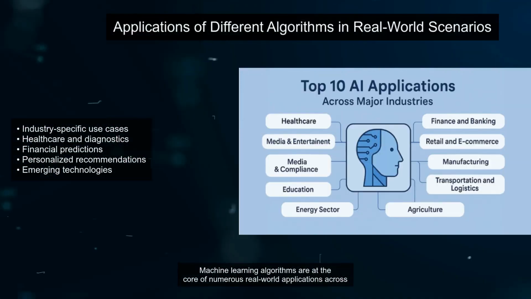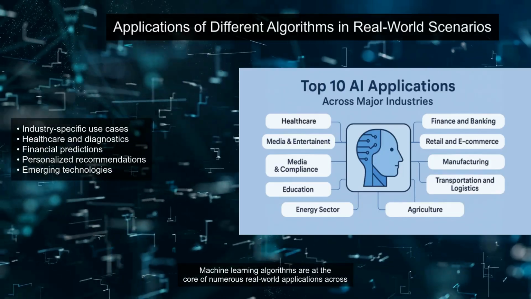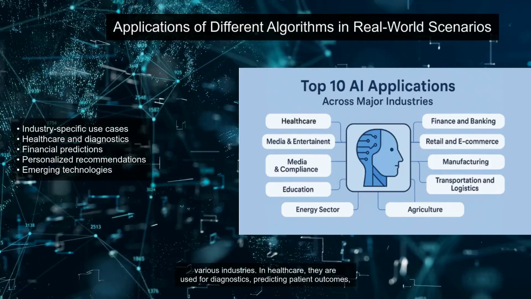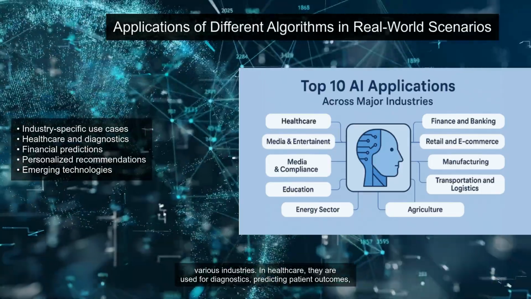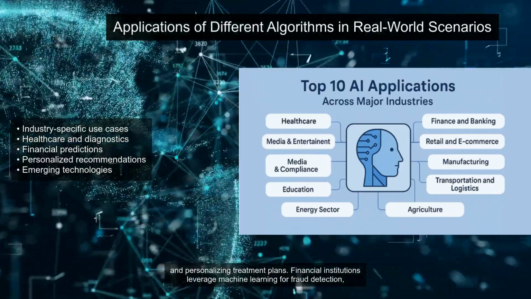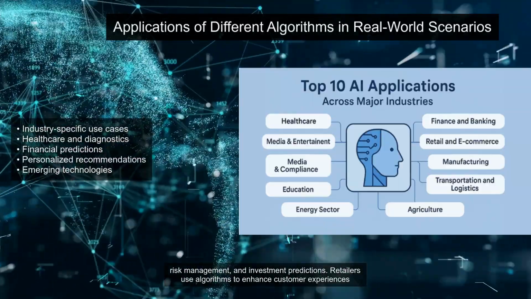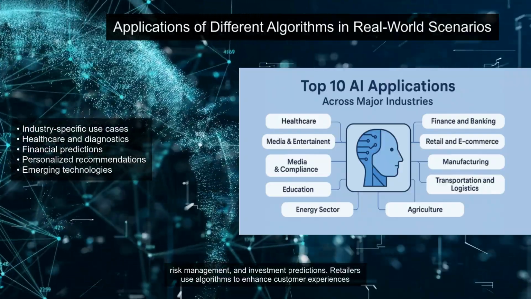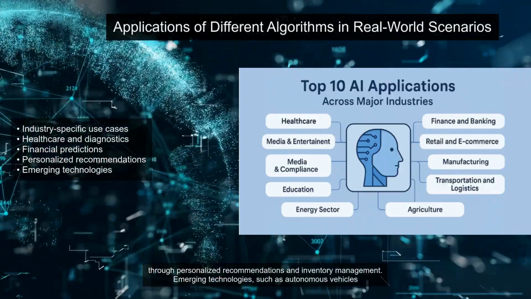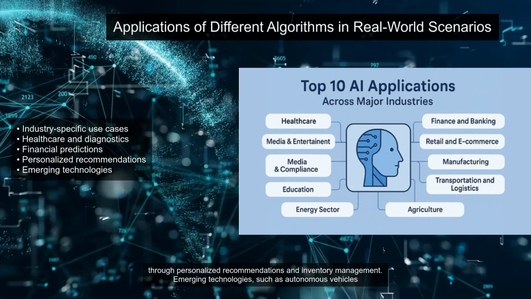Machine learning algorithms are at the core of numerous real-world applications across various industries. In healthcare, they are used for diagnostics, predicting patient outcomes, and personalizing treatment plans. Financial institutions leverage machine learning for fraud detection, risk management, and investment predictions. Retailers use algorithms to enhance customer experiences through personalized recommendations and inventory management.